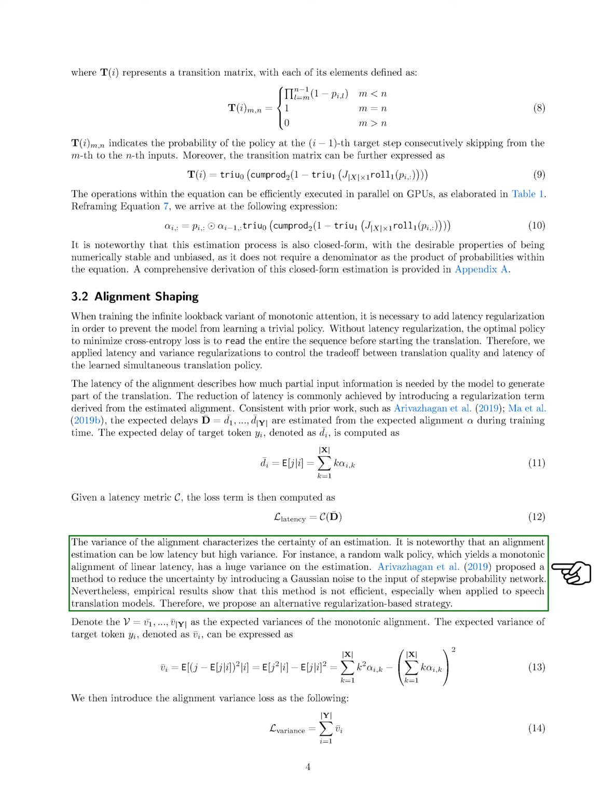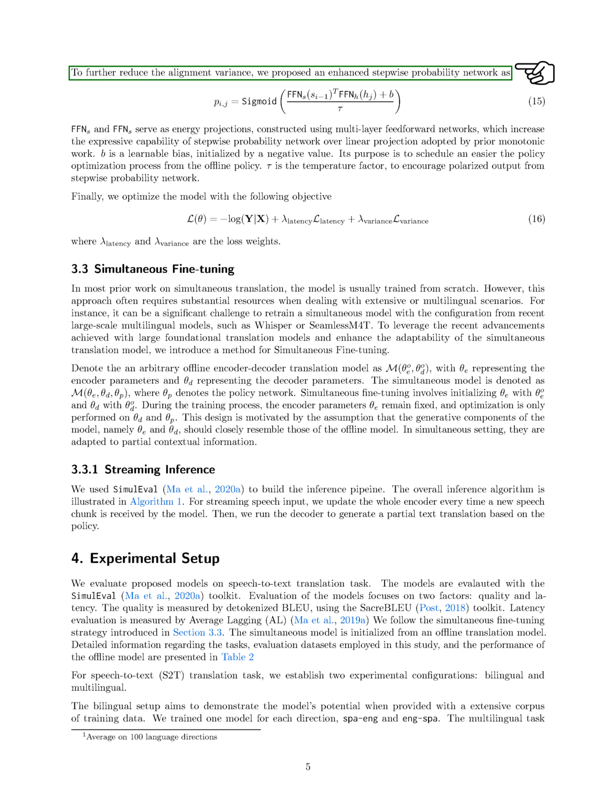The expected variances of the monotonic alignment are denoted as V. The expected variance of target token Y_I can be expressed as a certain formula. We then introduce the alignment variance loss as another formula. To further reduce the alignment variance, we proposed an enhanced stepwise probability network. This network serves as energy projections, constructed using multi-layer feed-forward networks, which increase the expressive capability of the stepwise probability network over the linear projection adopted by prior monotonic work.